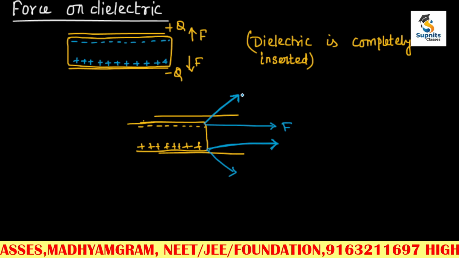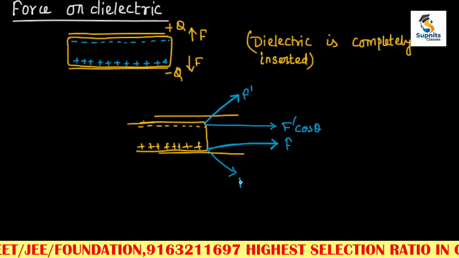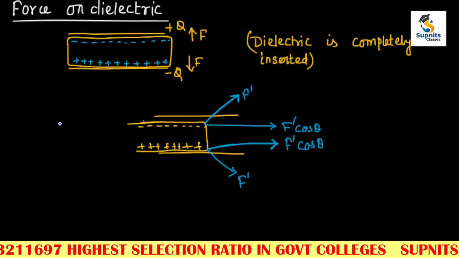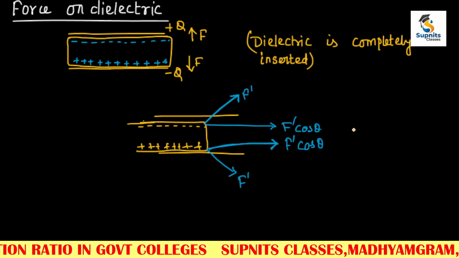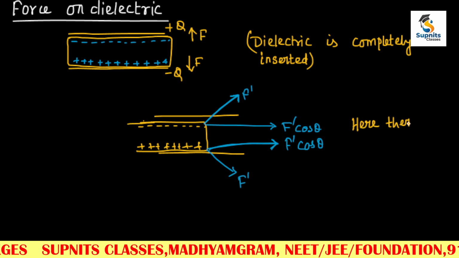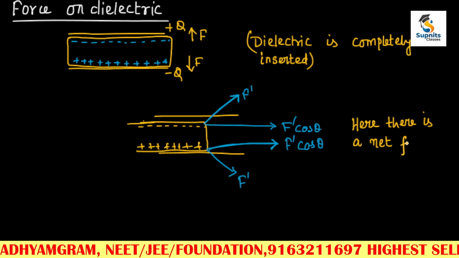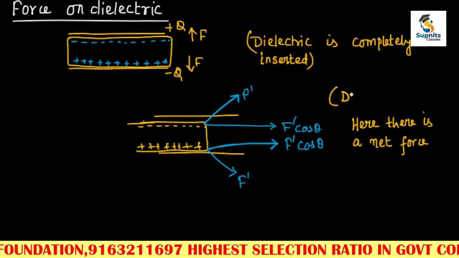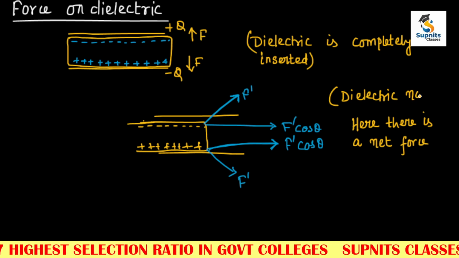So say if this is F dash cos theta, and here also you will have F dash cos theta. So here there is a net force, unlike the previous case, right? In the previous case there is no net force, here there is a net force. Okay, what is the case? Case is dielectric not inserted completely.